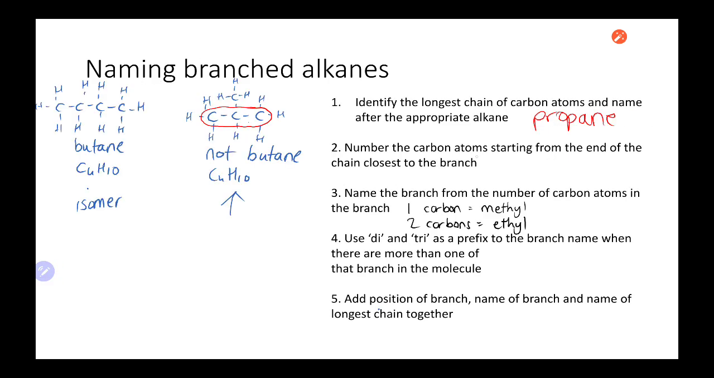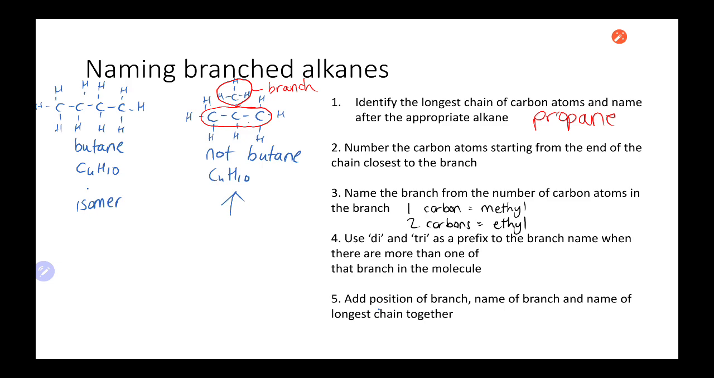Number 2, so number the carbon atoms starting from the end of the chain closest to the branch. So what that means is you need to number all your carbons that are in your molecule. So you need to identify your branches first. So this carbon here is the branch, right? So it's kind of branching off of the main tree trunk, if you like.